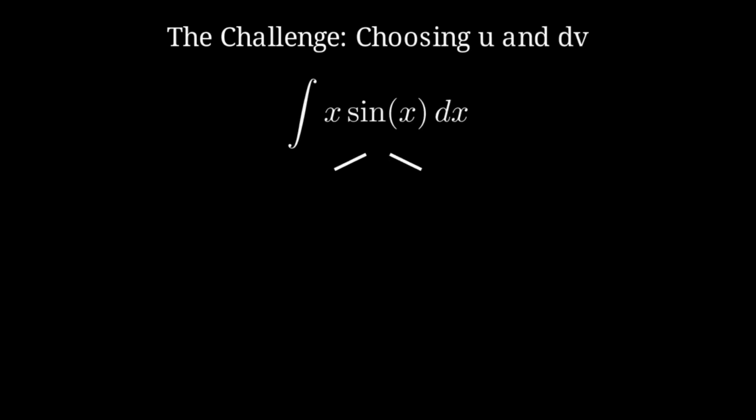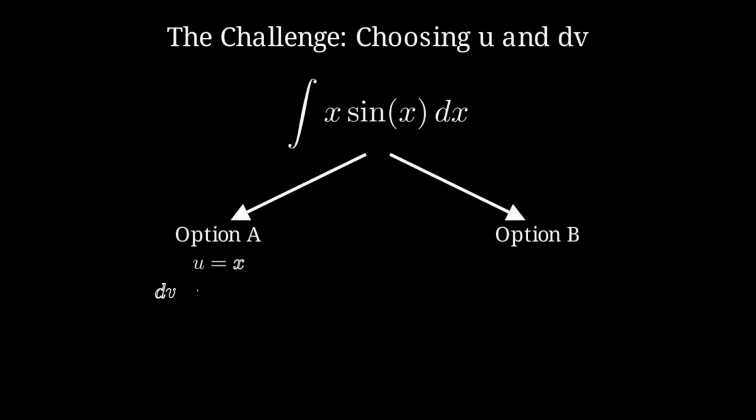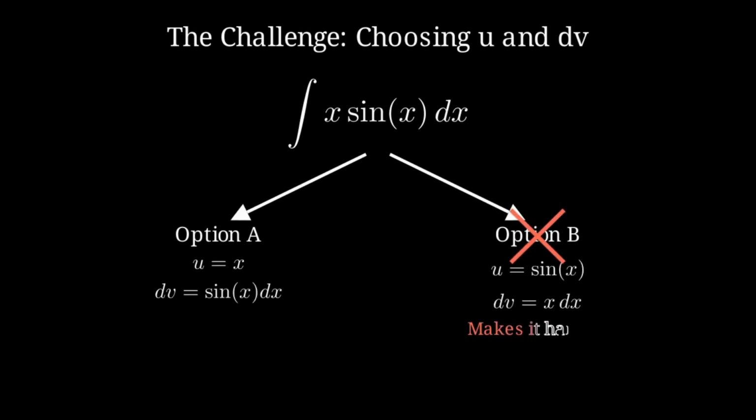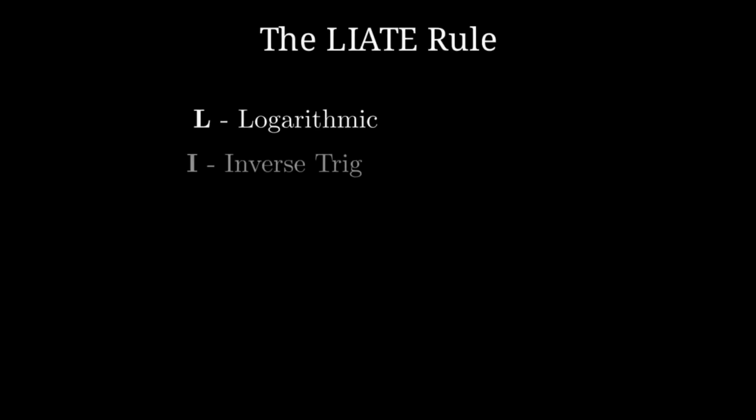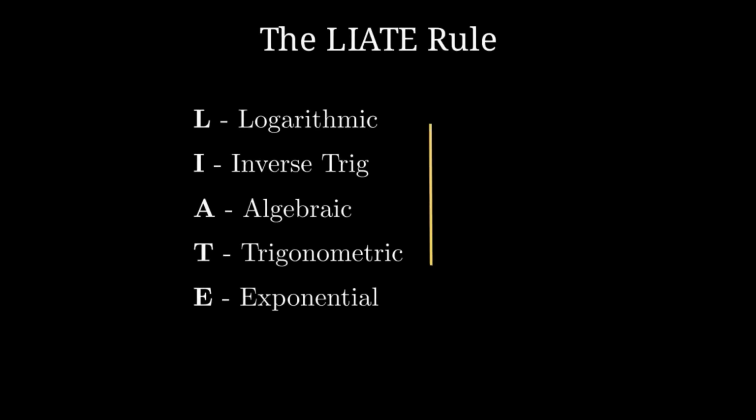The biggest challenge is deciding which function should be u and which should be dv. If you choose incorrectly, the integral can become more complicated than the original. Fortunately, there is a reliable strategy to help us. The LIATE rule provides a hierarchy for choosing your u. Functions higher on this list are easier to differentiate into simpler forms, while those lower on the list are better suited to be dv for integration.